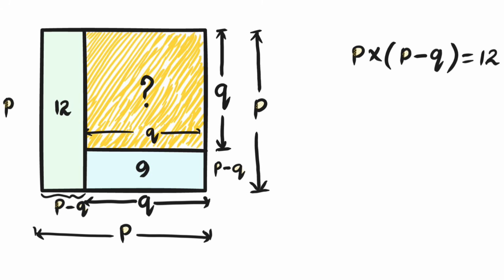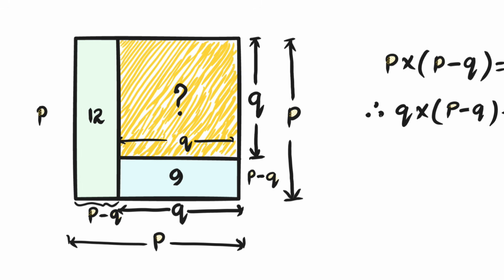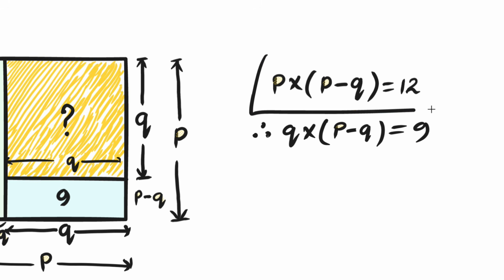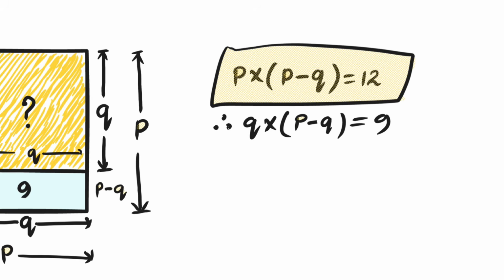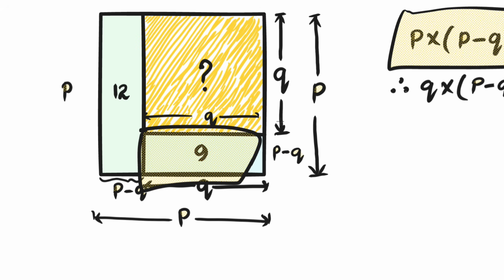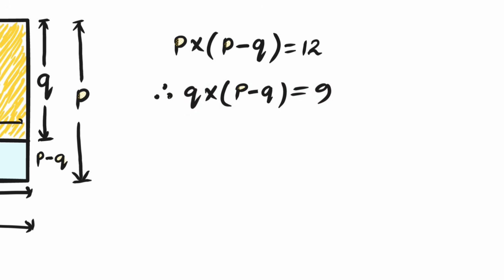We are told that the area of this lower rectangle is 9 square units. So, using the same rectangle area formula, we get q multiplied by the quantity p minus q equals 9. Let's pause here and look at what we have. From the left rectangle, we have p multiplied by the quantity p minus q equals 12. From the lower right rectangle, we have q multiplied by the quantity p minus q equals 9.